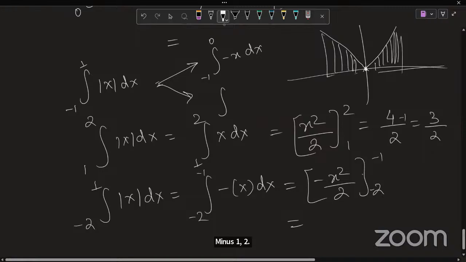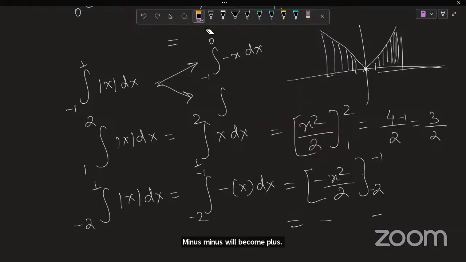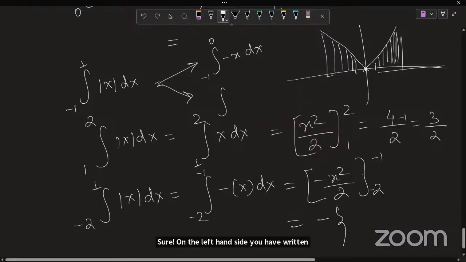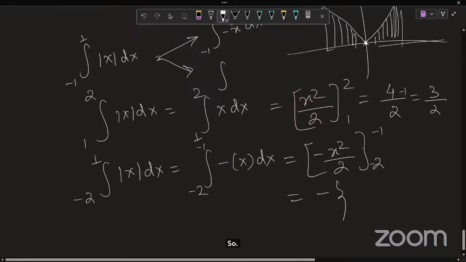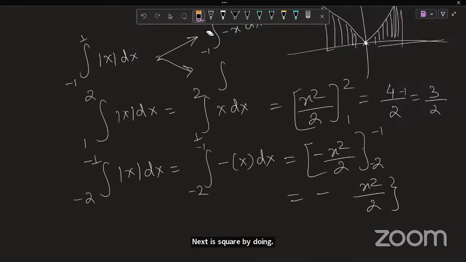Okay, let's put the value. We'll get minus 2 square is 4, minus of minus will become plus, right? Are you able to get it, or should I write it? Sir, in the question you have written minus 2 to 1. Okay, it will be minus 2 to minus 1. So see here, now it's fine. X square by 2, I'm taking minus common from here.